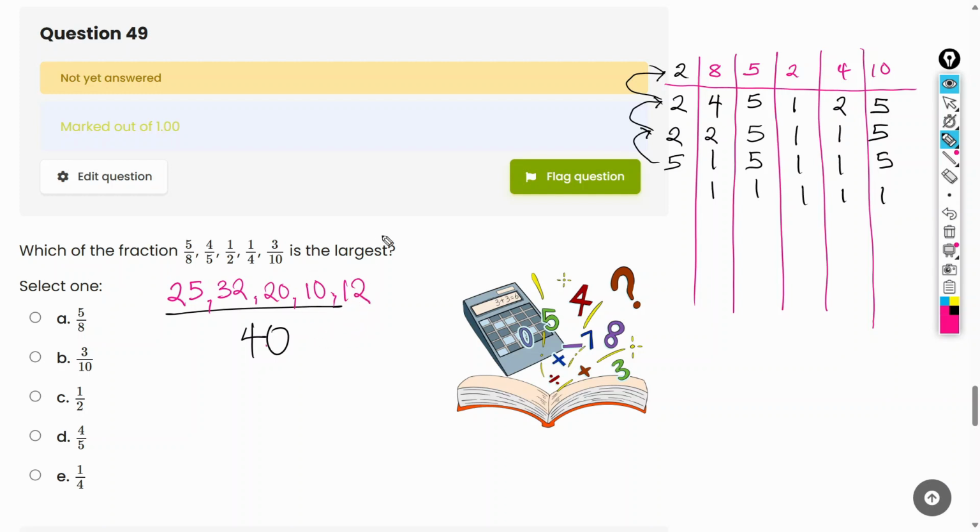So looking at these numbers, the largest number we have is 32, which is 32 out of 40. So it means 4 out of 5 is the largest among them. So 4 out of 5.